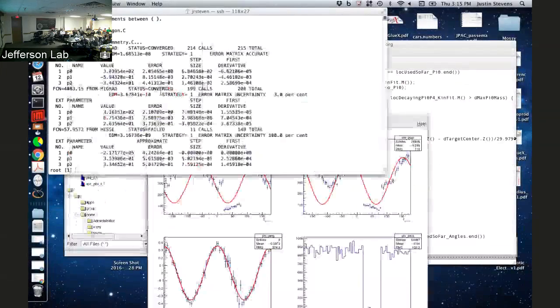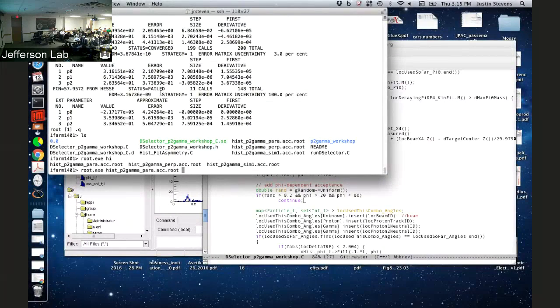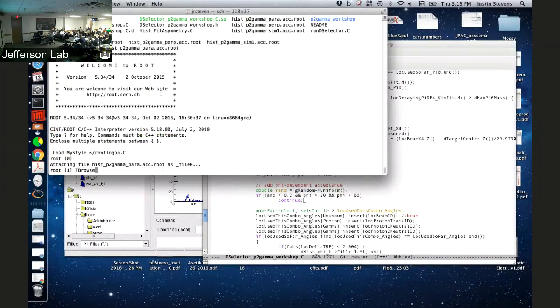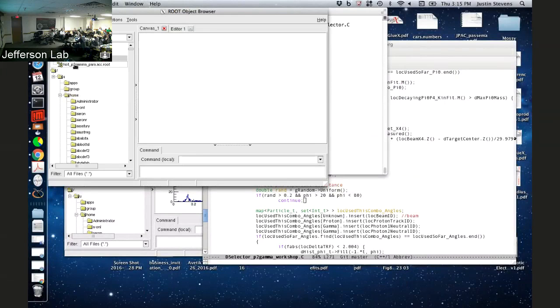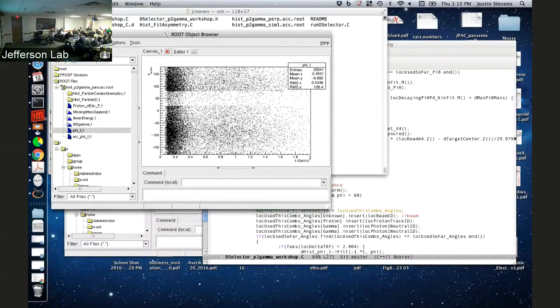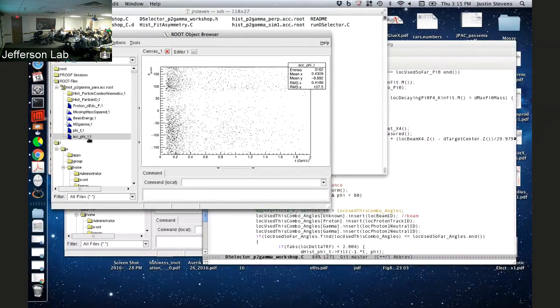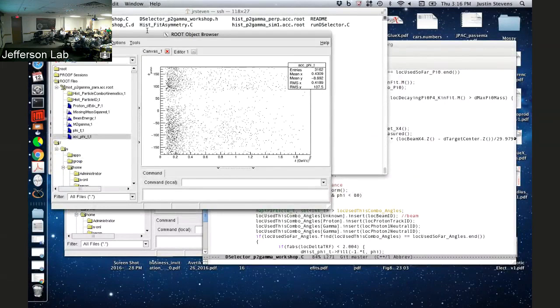So you can look at these hist P2 gamma for either para or perp. And there's two histograms. One is called phi. Well, it's phi versus t, which is just the Mandelstam t variable. And then there's an accidental ACC underscore phi. And so you can make a projection of that. Let's see, I'll put this over here.